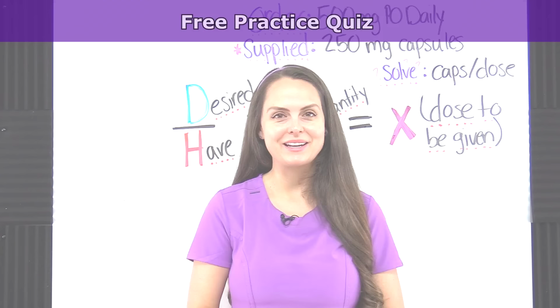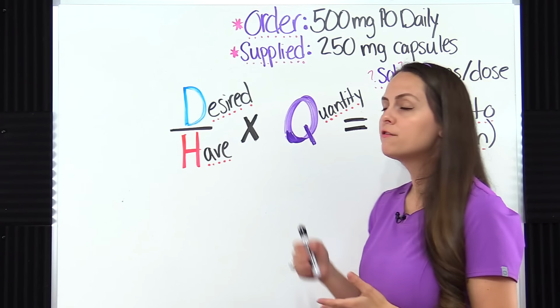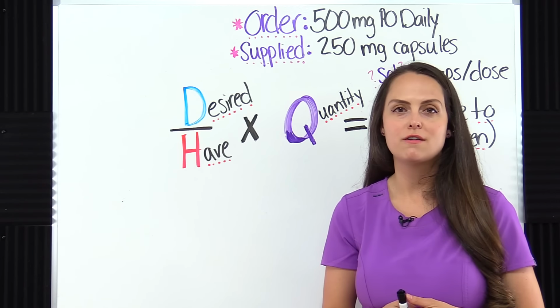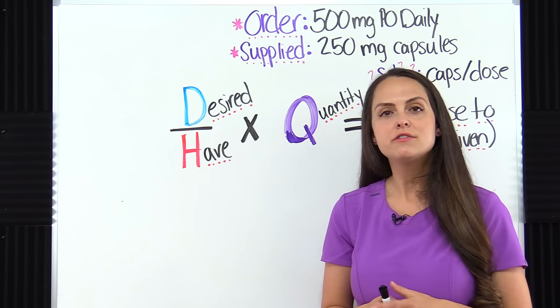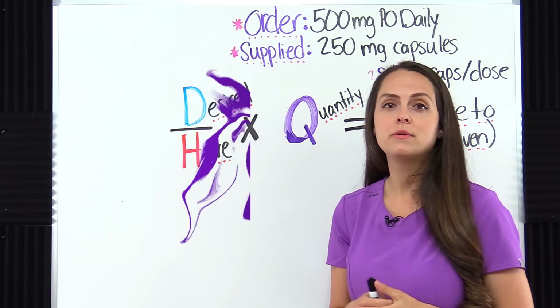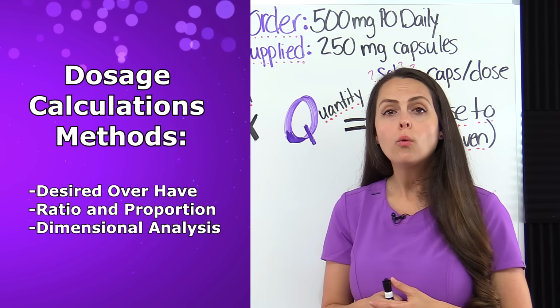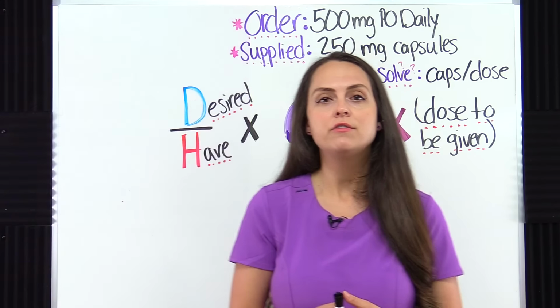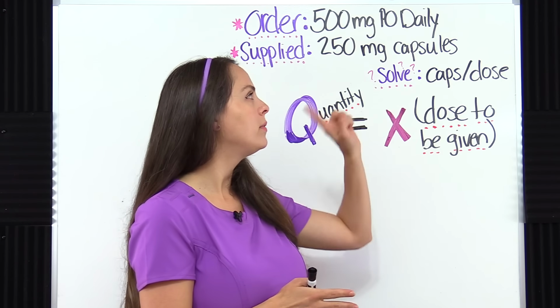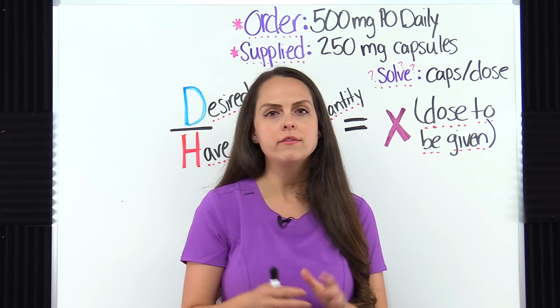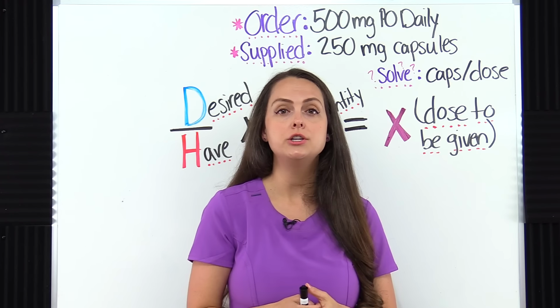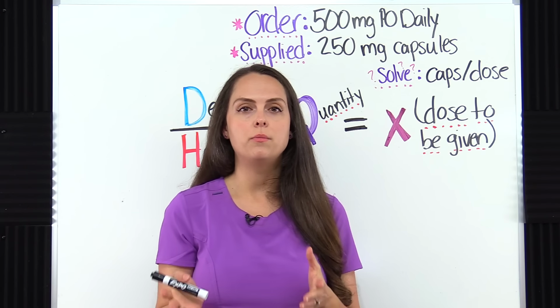So let's get started. The desired over have method is a formula you can use to help you solve dosage calculations. There are a few other methods you can use that also help you solve dosage calculations, like ratio, proportion, or dimensional analysis. If you like dimensional analysis, I have a whole playlist that you can access where I cover different types of dosage calculations and use a dimensional analysis method.